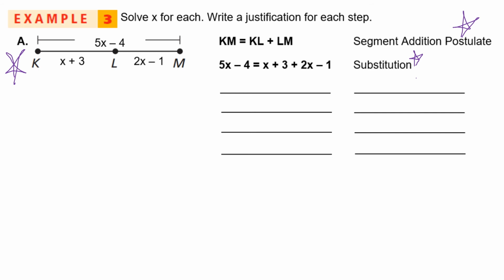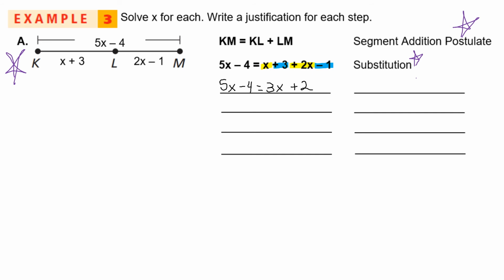We would combine our like terms. So we have no like terms on the left-hand side, so we're just going to write that down, 5x minus 4. But we have several like terms on the right-hand side. So we have x and a positive 2x, and that would get us x plus 2x, which is 3x. And we also have a positive 3 and a negative 1. So positive 3 minus 1 is a positive 2.